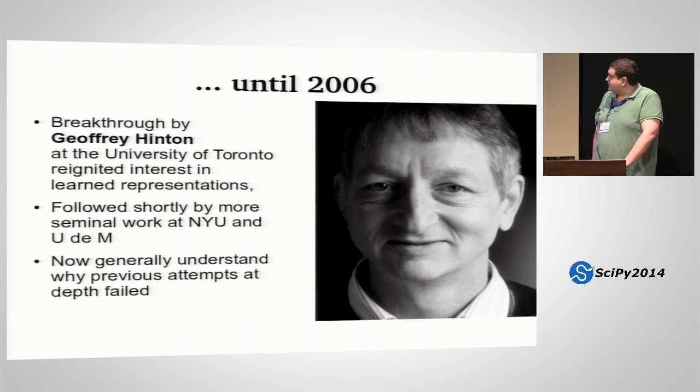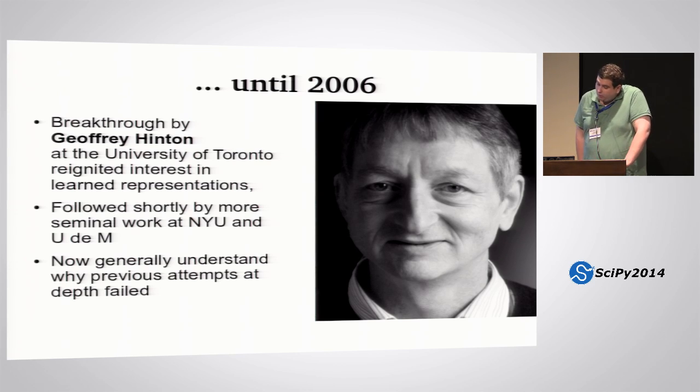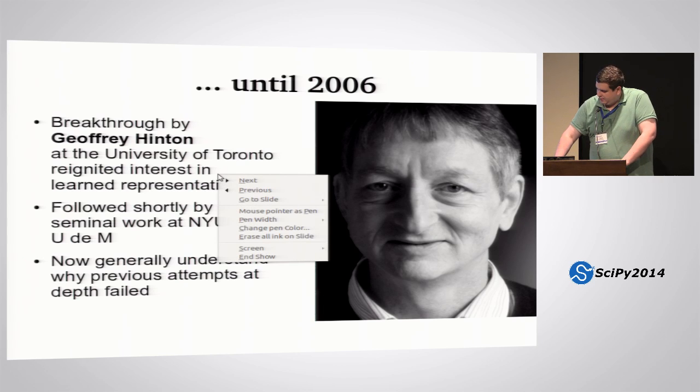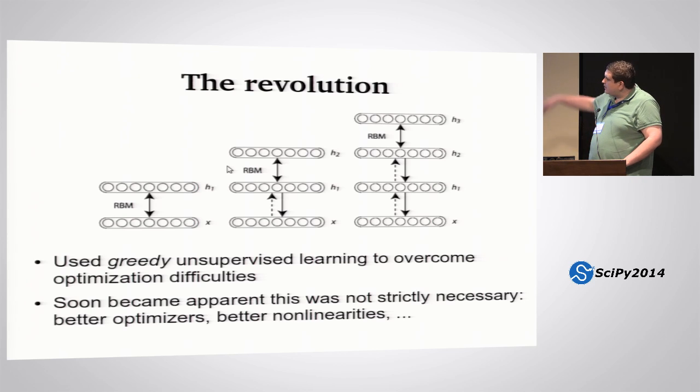Until around 2006, you may have heard the name Geoffrey Hinton tossed about. Essentially, this guy at the University of Toronto figured out one way of training very, very deep neural networks. People at NYU and UdeM soon followed, and now we have generally an idea of why. Briefly, Jeff's approach used a greedy layer-wise approach to stack single-layer modules, but this soon became fairly out of vogue, and now we can just train the whole thing.